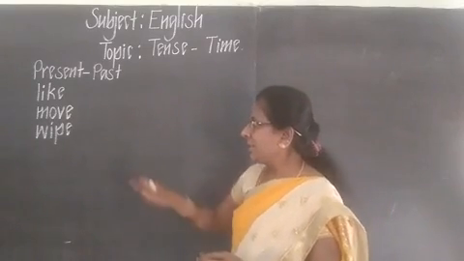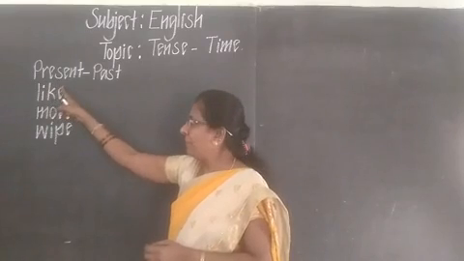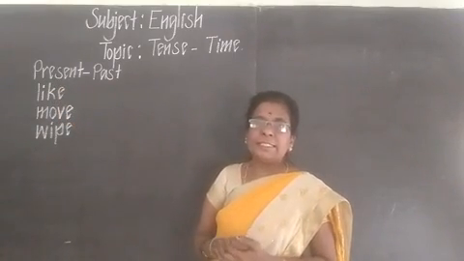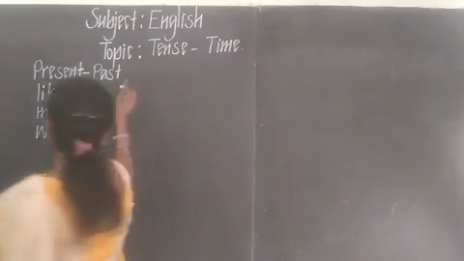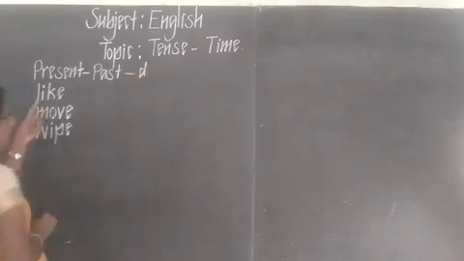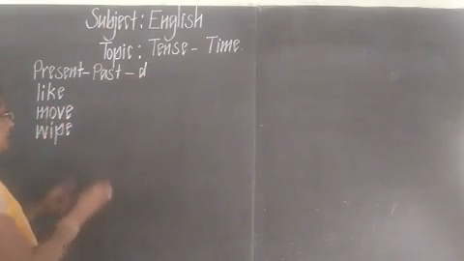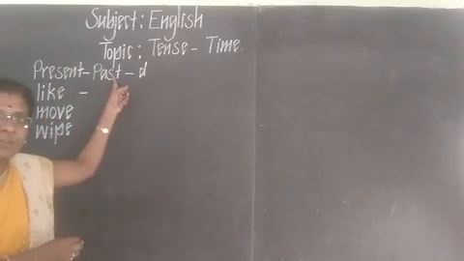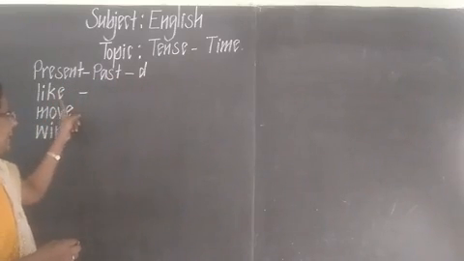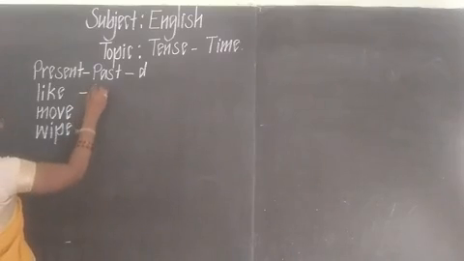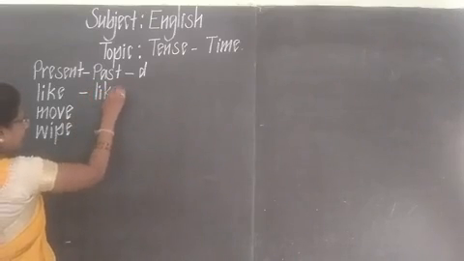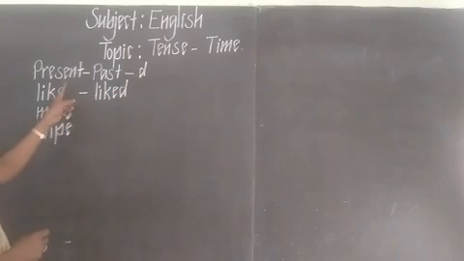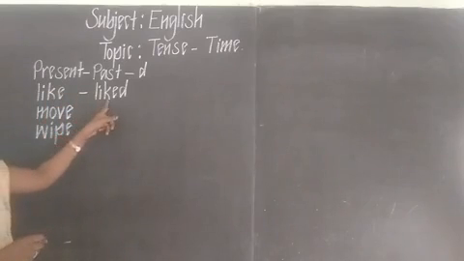See, first, this is simple present tense. How to change it? By adding D and ED. Okay, children. First, let's add D. Here are some examples. We change simple present to simple past by adding D, like: L-I-K-E. Just add D. Liked. Now it is changed from present to past.